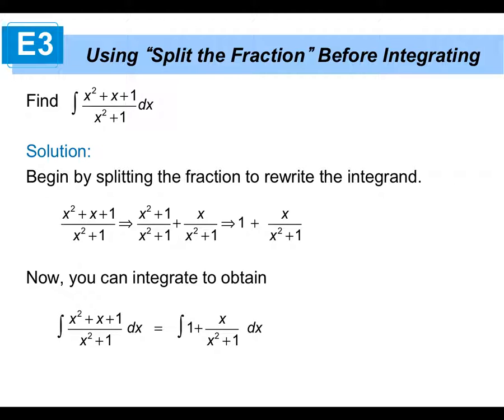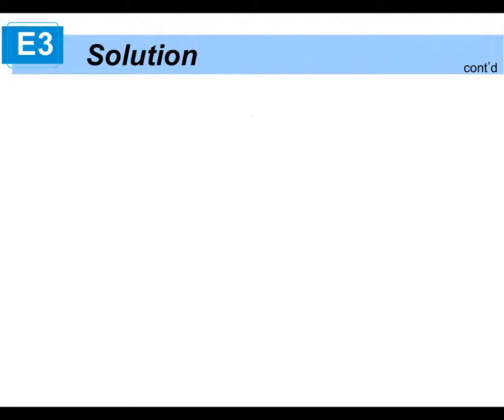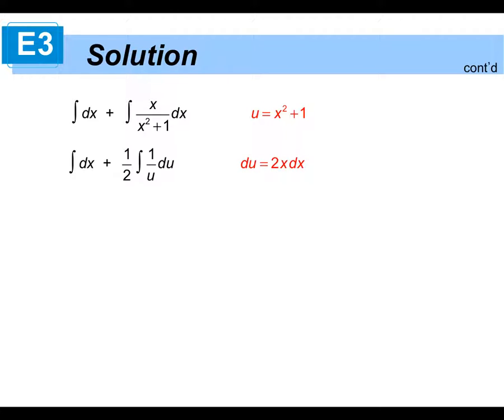Split it into 2 integrals. Take the integral of 1 dx. Take the integral of x over x squared plus 1 dx. Solve each of those, add the answers together, and you get... where'd my absolute value go?